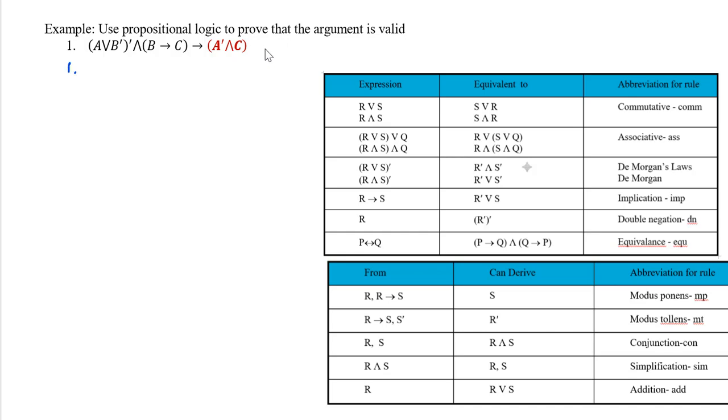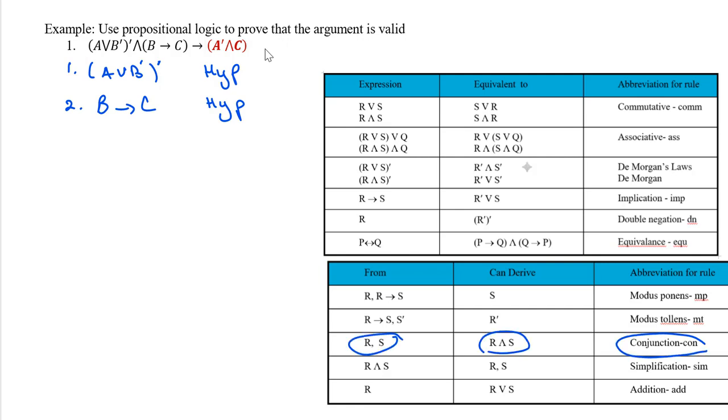So what are my two hypotheses? The first one is not (A or B). This is true by assumption. Number two, B implies C is also true by assumption. Now my goal is to get to not A and C. If I know not A is true and C is true, I could use conjunction, and then say the whole thing is true. So how to get there?